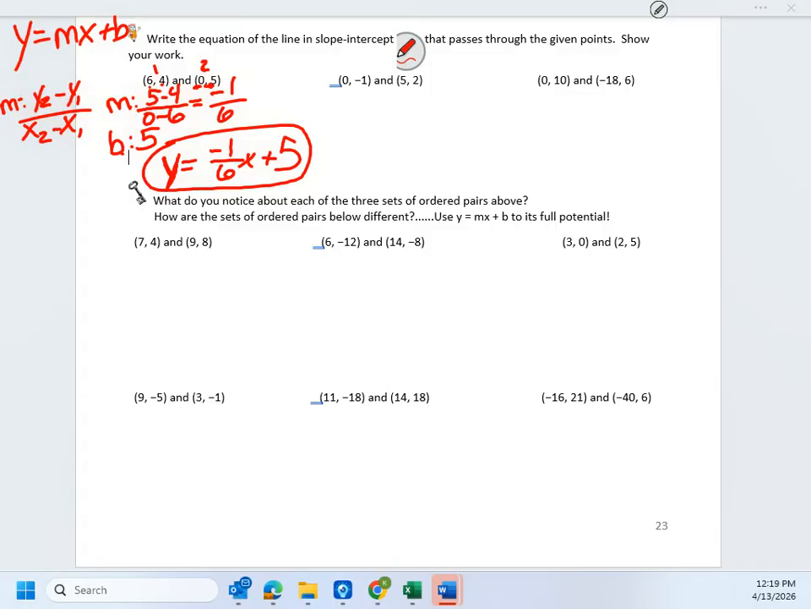Let's look at our next one. What's my first step going to be? Ellen. 2 minus negative 1 over 5 minus 0. Yeah, remember I need to find my slope. 2 minus negative 1 over 5 minus 0.